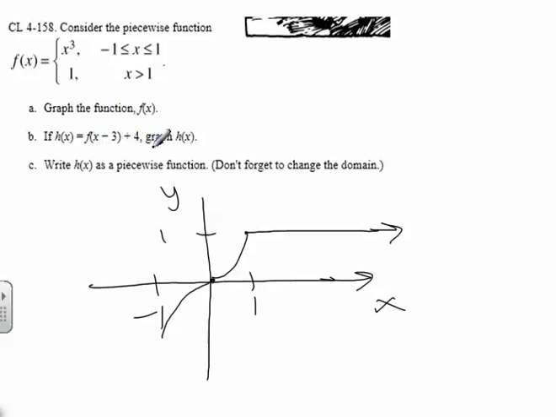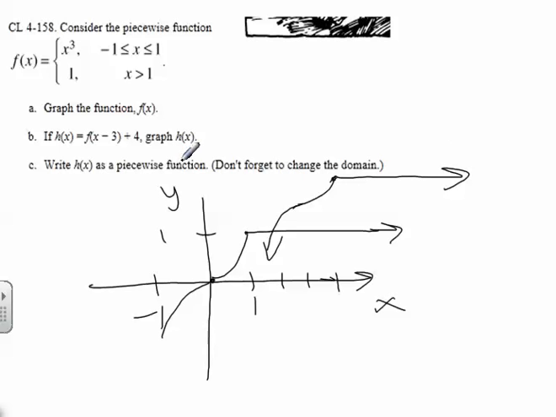And then we've got part B. If our function is shifted, because this is f of x, if we basically move it up 4 units and to the right 3 units, this point right here would move 1, 2, 3, and up 4. So over here, this one would move with it over 3 and up 4. So it's this kind of shape. The whole thing just slides up and over.